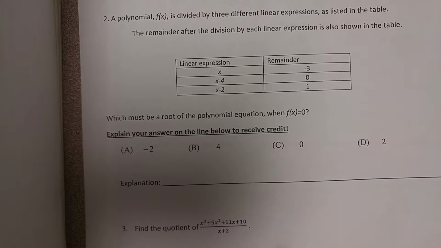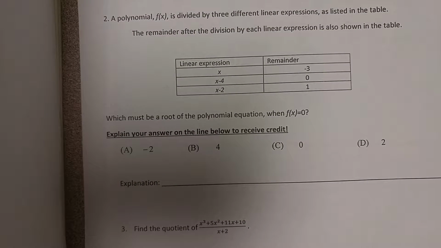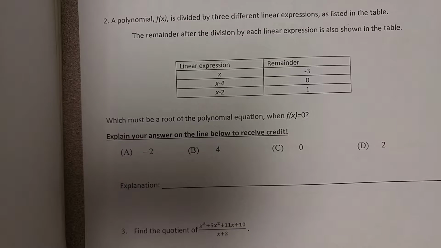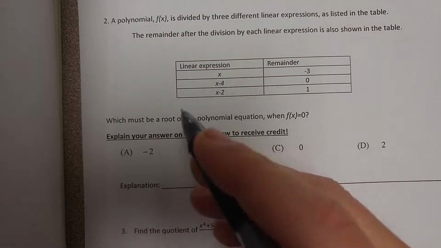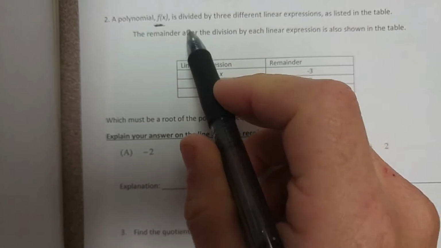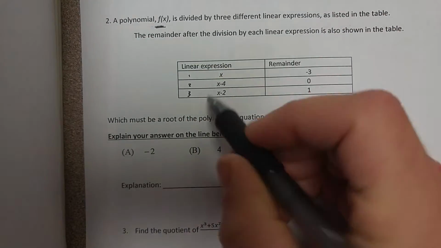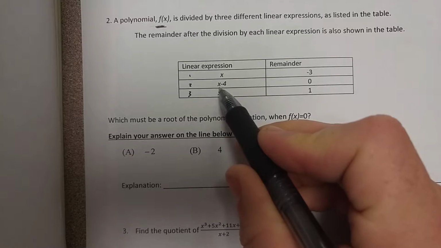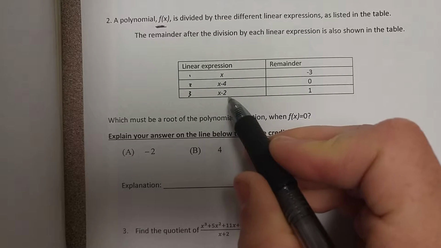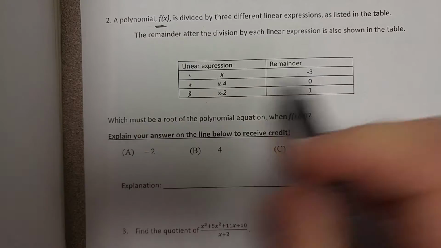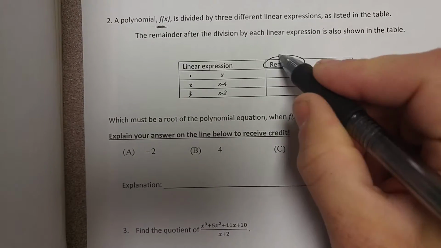Not intended to be a tricky question, but it does make you kind of think through all of the vocabulary. So a polynomial, they're not telling us what it is, but some polynomial is being divided by three different linear expressions. First it's being divided just by x, then it's being divided by x minus 4, and then it's being divided by x minus 2.